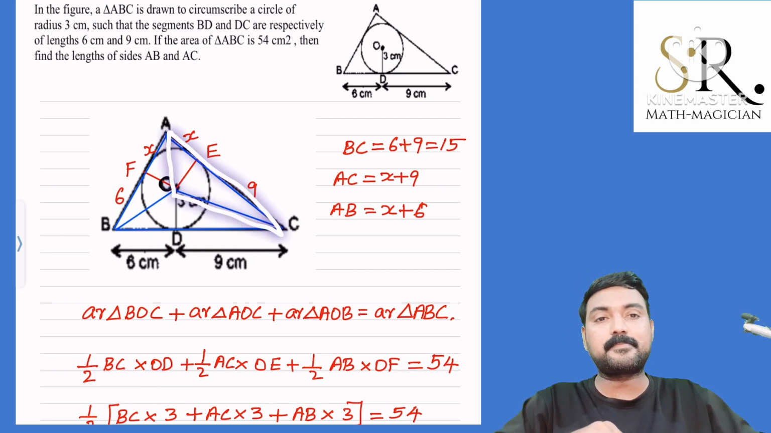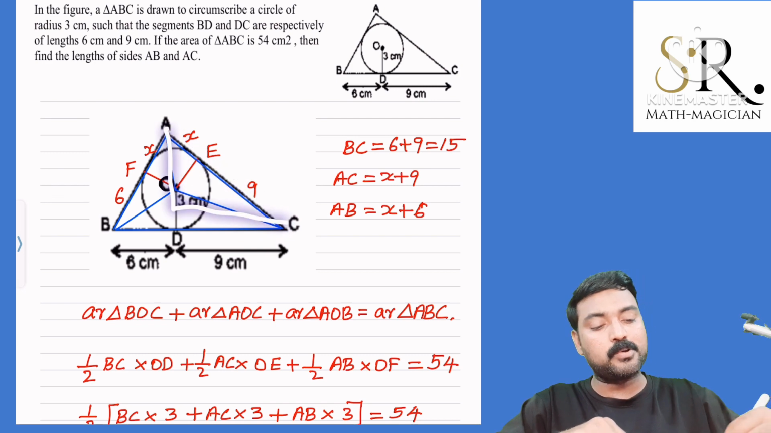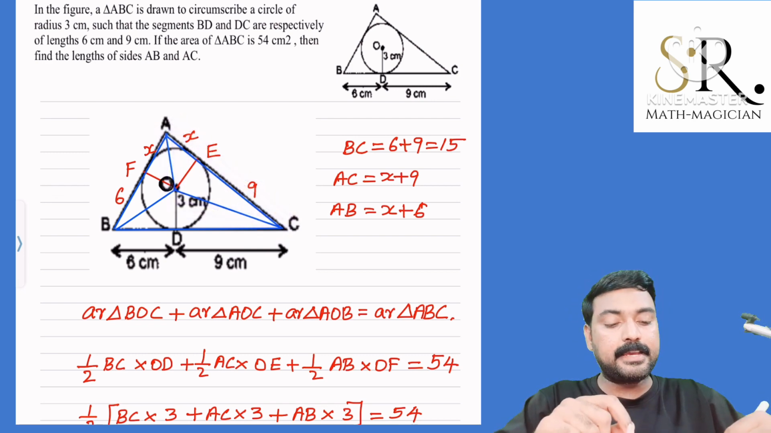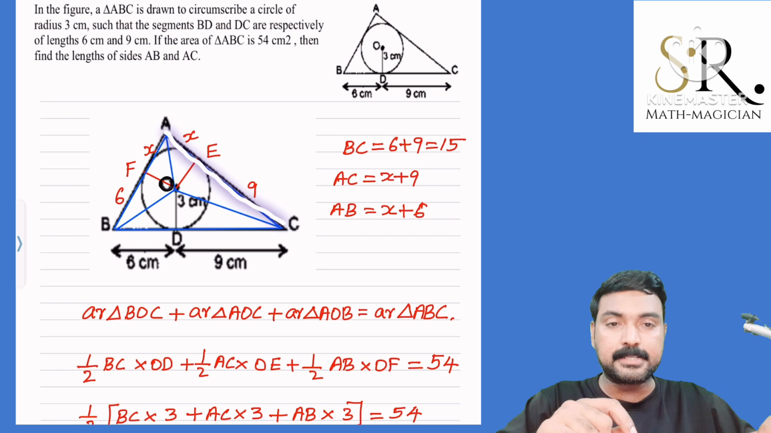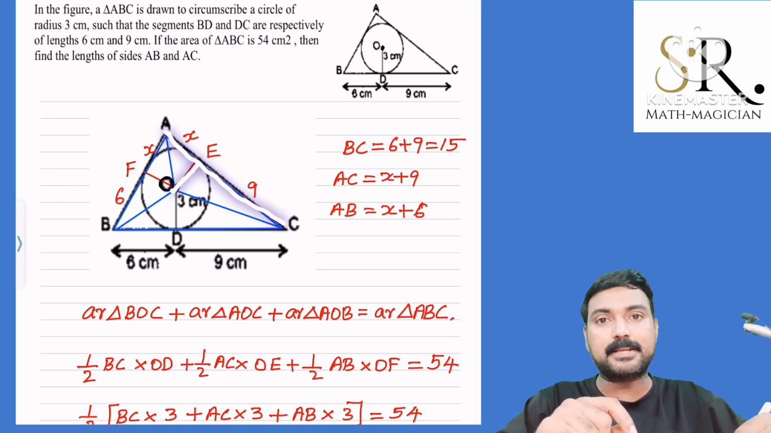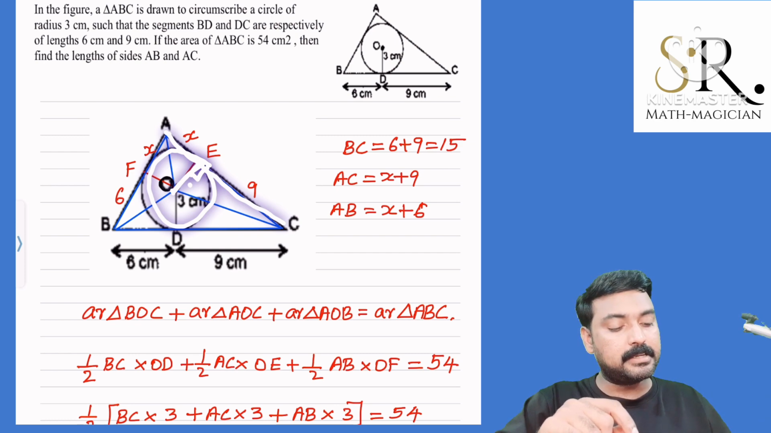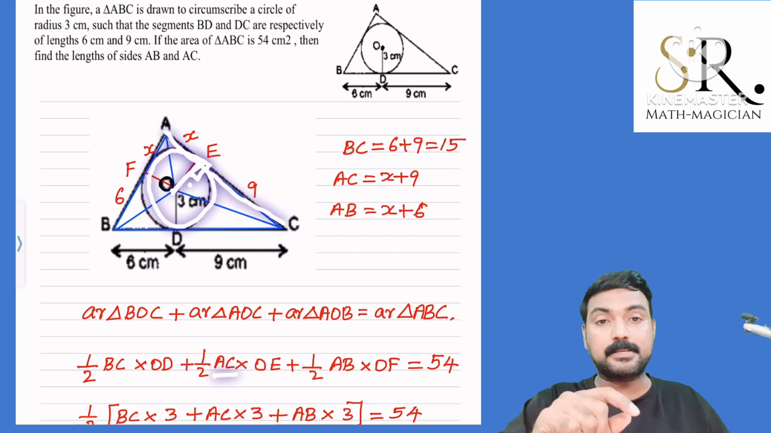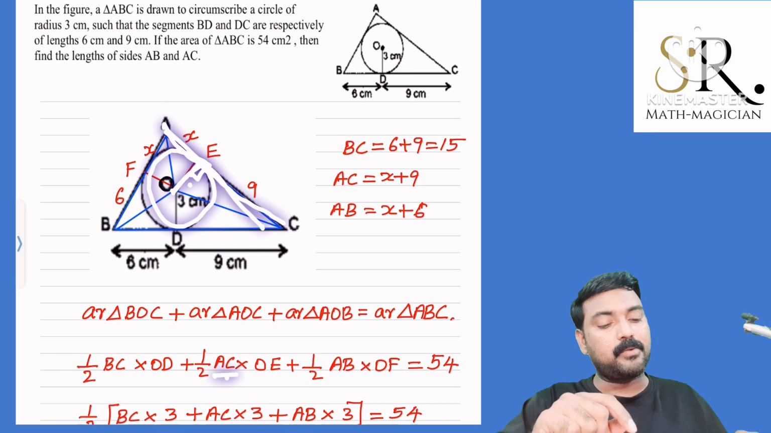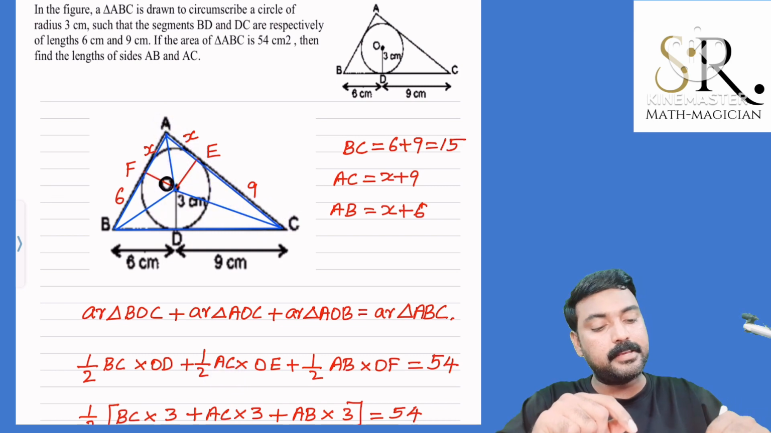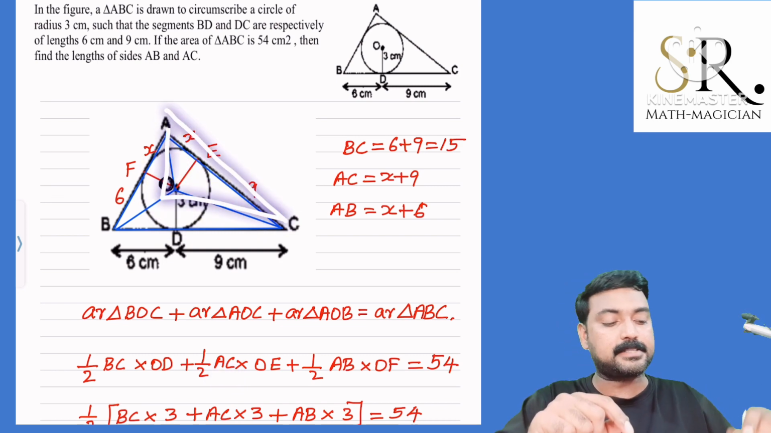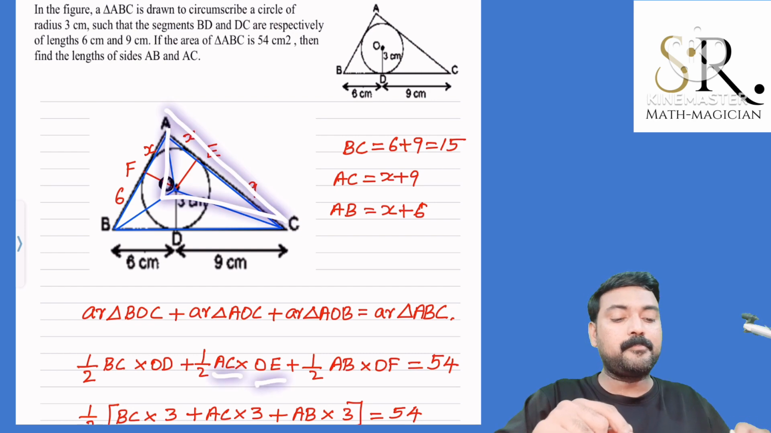AOC. This is the triangle AOC. In this triangle, just consider AC as the base. Then this is the radius to the point of contact. This will be 90 degrees, so it will be the height. It is also the radius of the circle, which is already given as 3. So we can write half into the base. What is the base? AC. What is the height of that triangle? Which triangle? AOC. What is the base? AC.